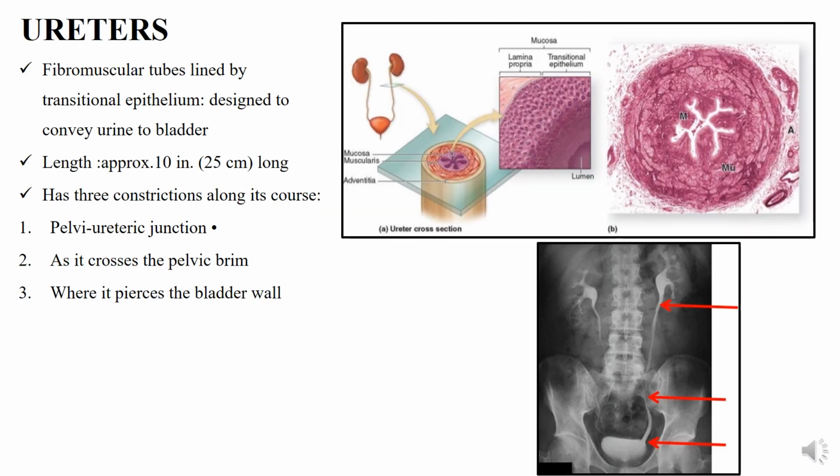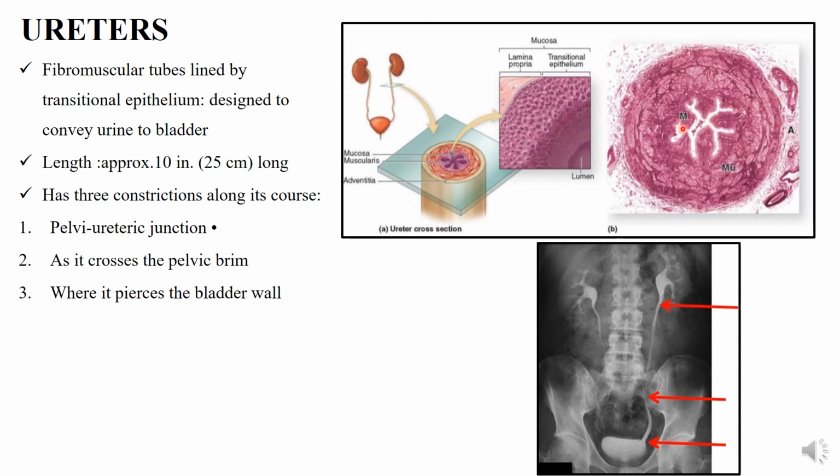Now we will move on to talk about the ureter. The ureter is the muscular duct that is about 25 centimeters long and it's designed to carry the urine from the kidneys to the urinary bladder. So the ureter is lined by epithelium, which is called the transitional epithelium. This type of epithelium is very important because it allows the distension and expansion of the tube.